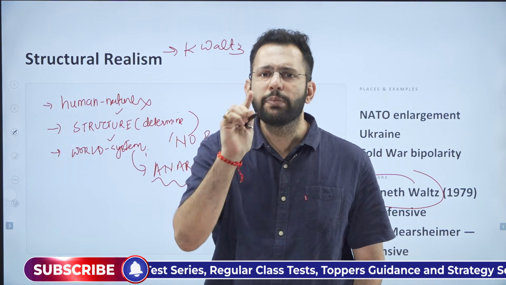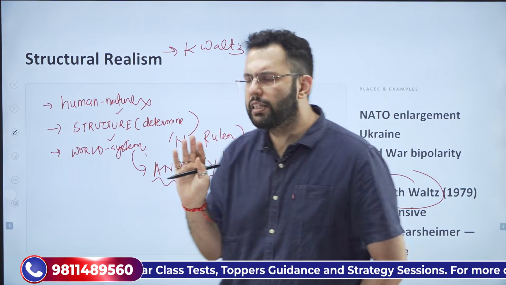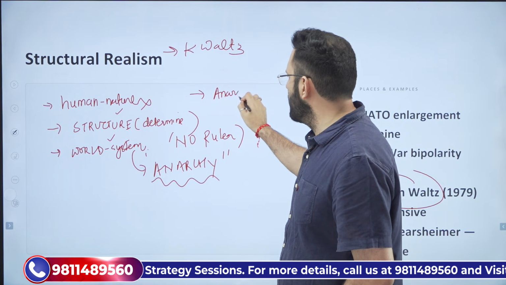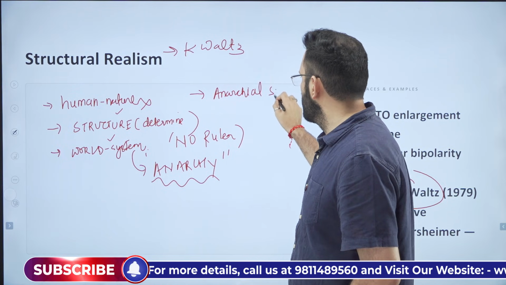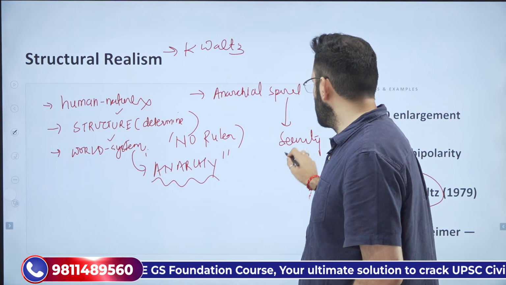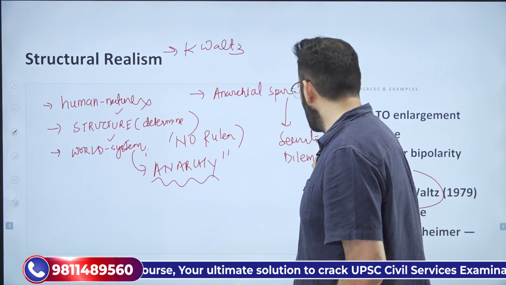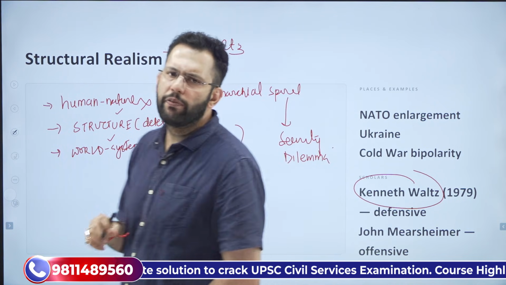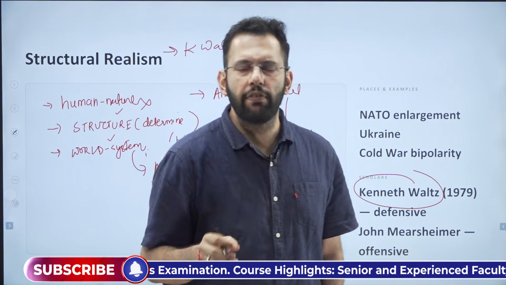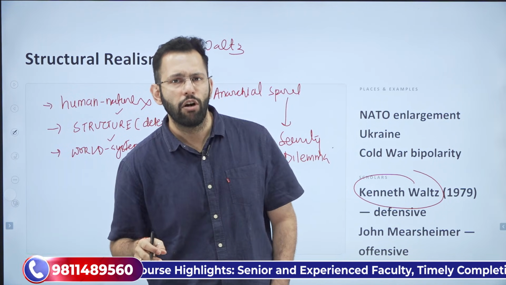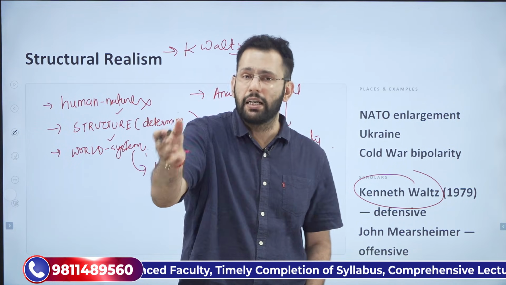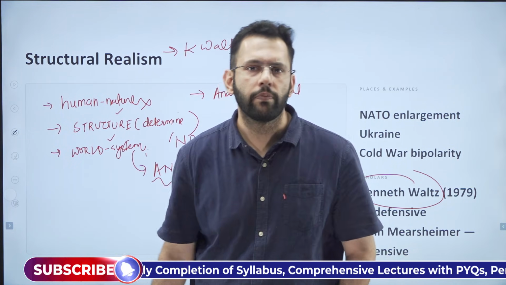And this anarchical spiral, no one has created it. Last class I also explained that there is no winner. But there is an anarchical spiral that is created, which leads to what we call the security dilemma. And this security dilemma will contribute to the problem between the countries, ultimately leading to conflict. Now this is given by structural realists like Kenneth Waltz. Now another person that comes into the picture is John Mearsheimer.